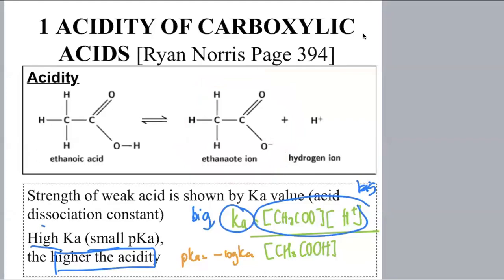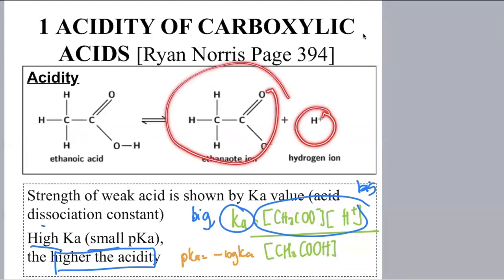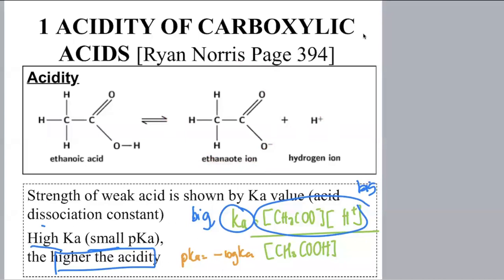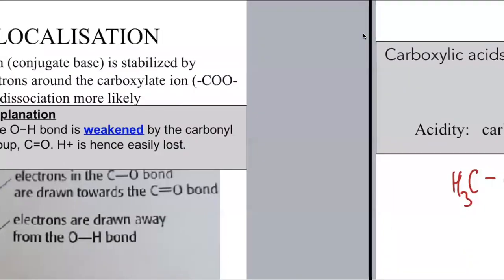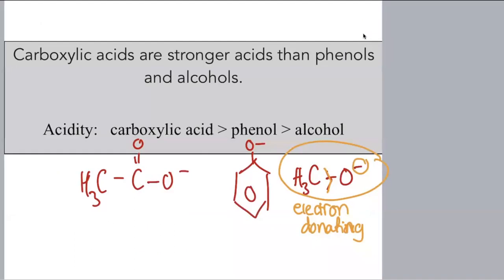So basically, more ions, more acidic, because more ions means you are favoring the ionization reaction, which is the forward reaction. And if you have a lot of H plus ions, you must also have a lot of anions. So the stability of the anions helps you to explain the acidity of the different functional groups.